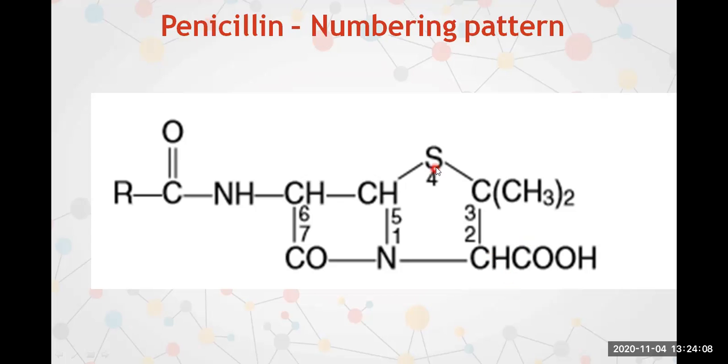Another way of numbering is the CAS numbering, called the Chemical Abstract numbering, and it starts from this sulfur. So number one is at the sulfur, then number two is at this carbon which is attached to the dimethyl, number three is the carbon which is attached to the carboxylic, the fourth number is this nitrogen, and then the carbonyl like this. So we'll prefer the USP numbering and we'll study according to the USP numbers because it is given in the reference books.